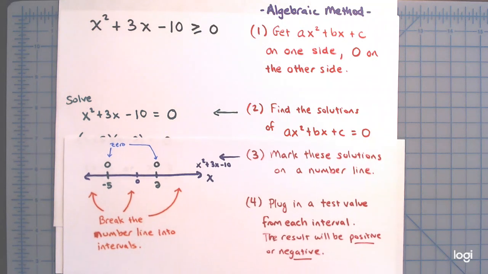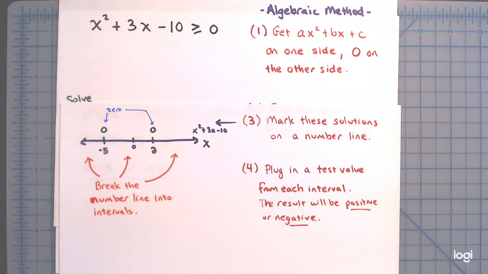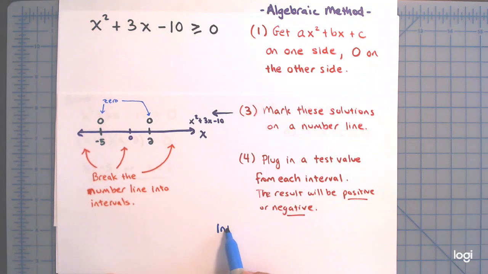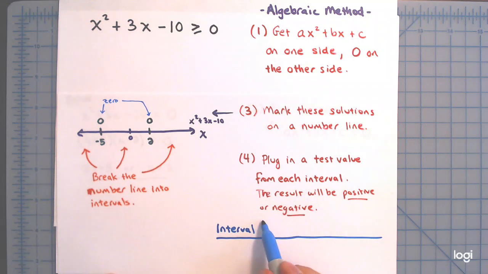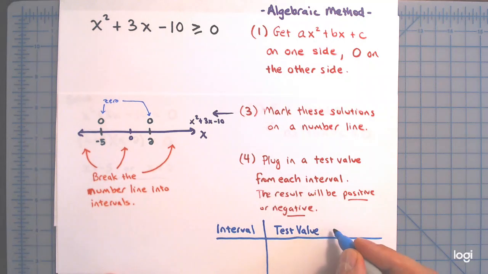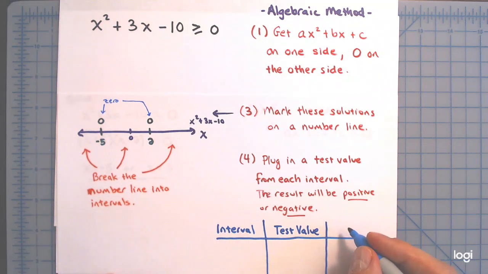All right, so let's see. I'll make a little table for you. So here's a table. I have interval, test value. We're going to pick a value that's in that interval. And then I'll say plus or minus, question mark, positive or negative.